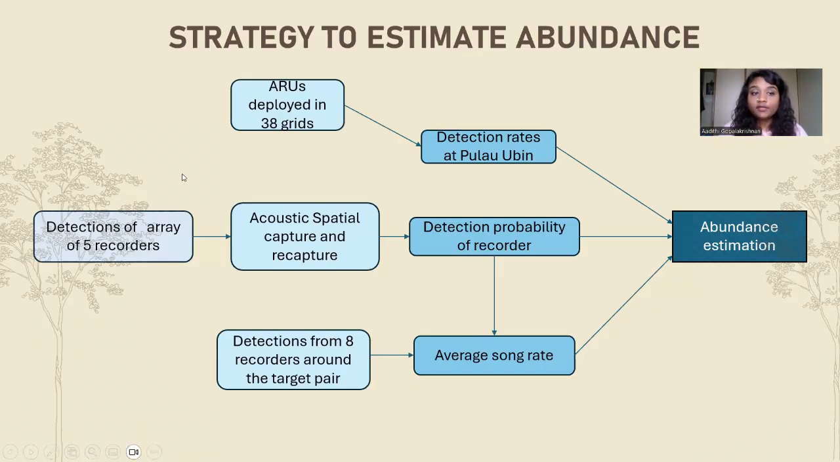We used an array of 5 recorders in one of the grid cells and used the principles of acoustic spatial capture and recapture. And finally, we calculated the average song rate by tracking a pair in their home range and by setting up 8 recorders around them so that a dynamic combination of recorders would catch all the vocalizations of the bird for that 1 hour.